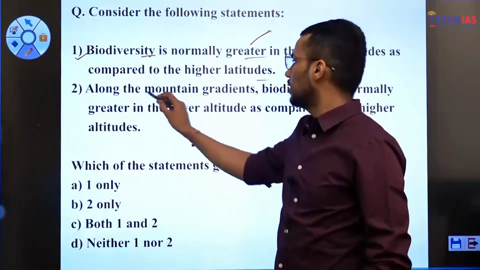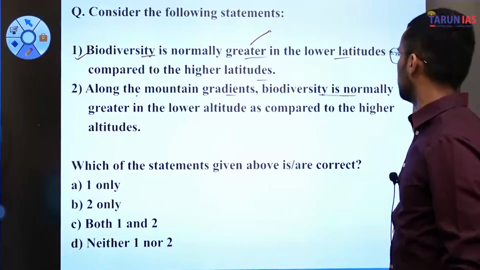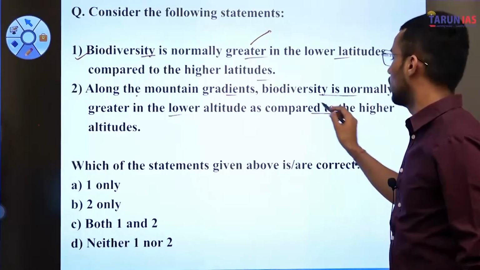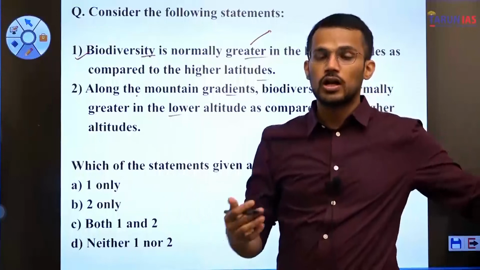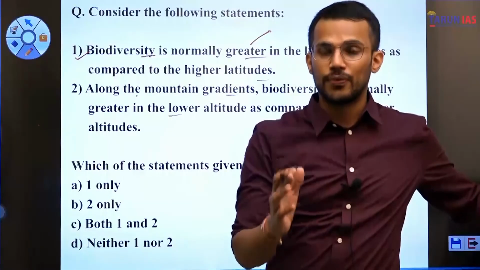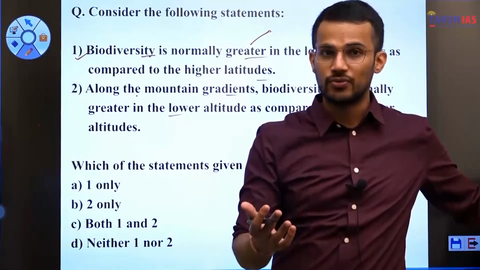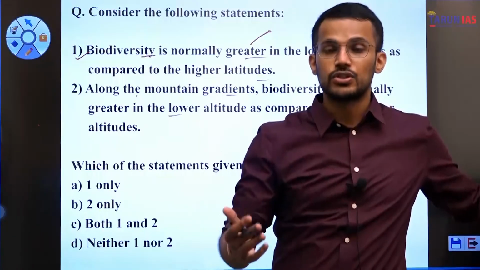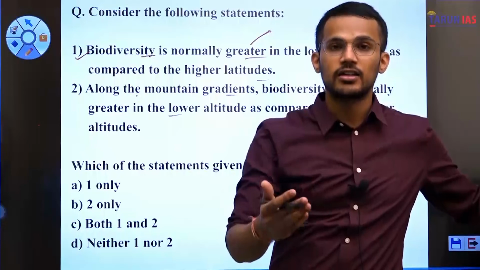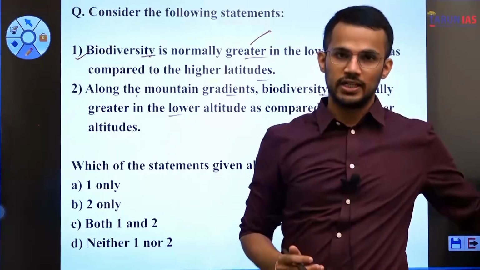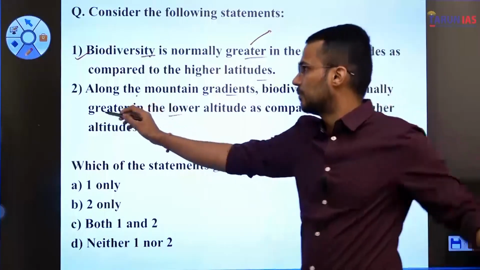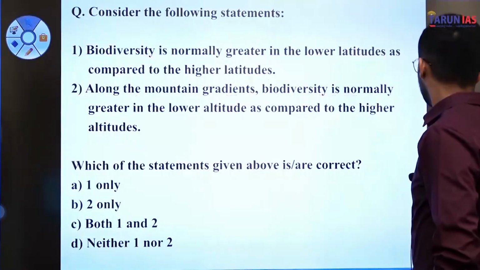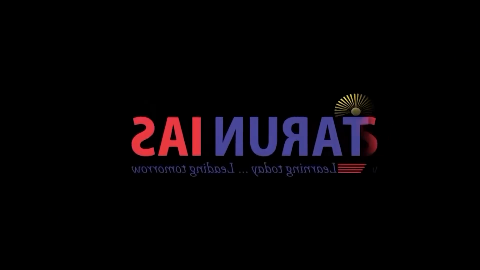Second is, along the mountain gradients, biodiversity is normally greater in the lower altitudes as compared to higher altitudes. Again, lower altitudes have good or favorable conditions for the growth of life, as there is availability of rainfall and sunlight, which is not available at the higher altitudes of the mountain gradient. And that's why even this statement is correct, and hence the answer is C, both 1 and 2.